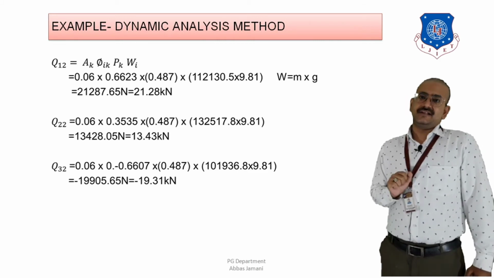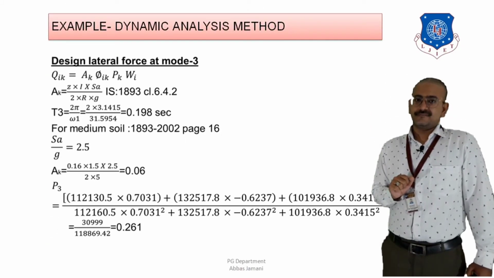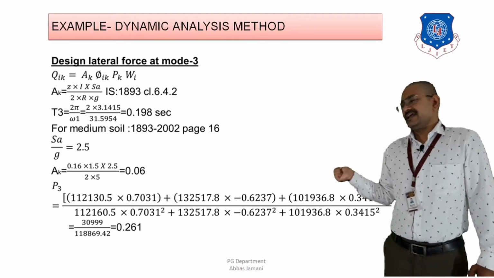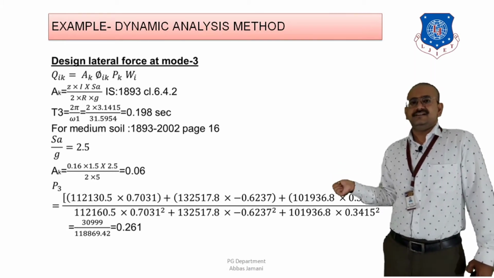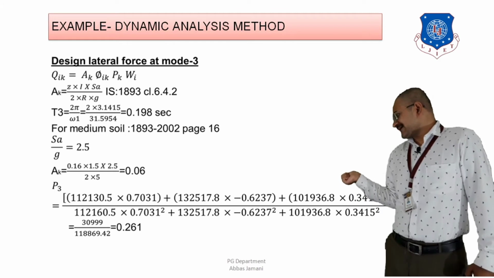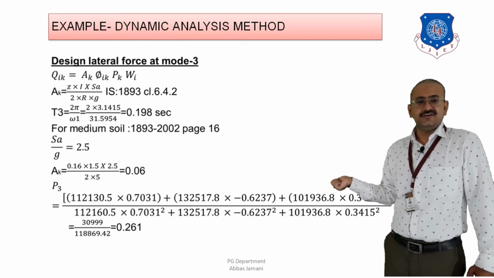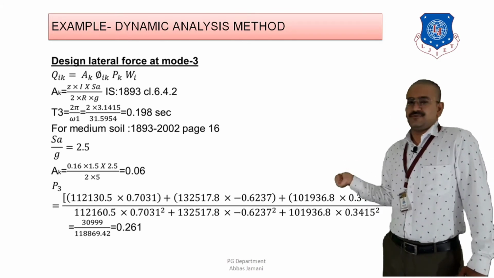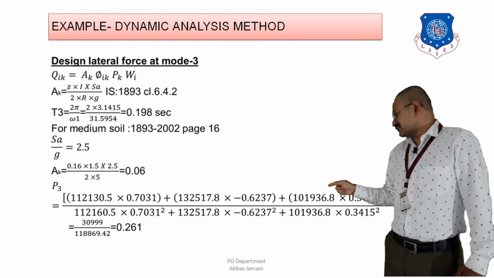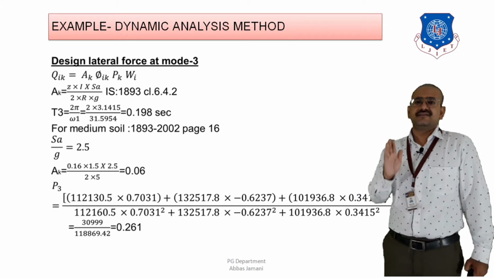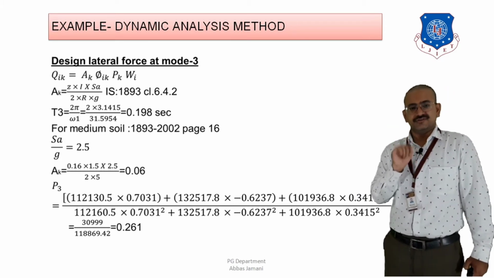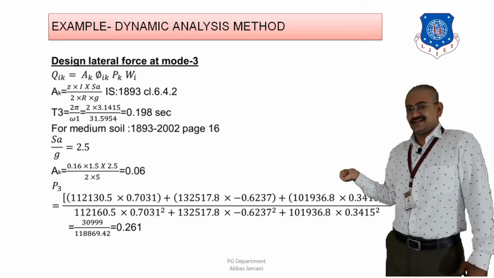Now we have to calculate the value for the third mode. Same procedure again, we take the value of Ak, where everything will remain same, but the value of T will change. That is T3 is equal to 2 pi by omega 3. Substituting this value, again I will get the value of time period as 0.198 second. Substituting into Ak, I will get the value as 6%. That is 6% of the total seismic weight will be transferred as lateral load to the building. Right?